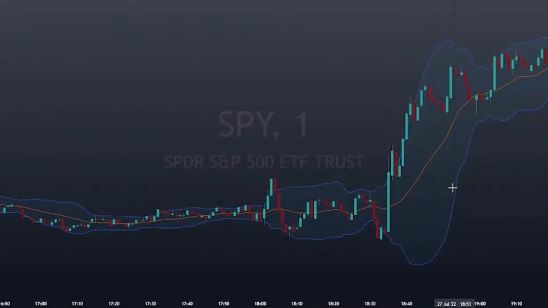In this video we're going to go over Bollinger Bands. So Bollinger Bands are plotted two standard deviations above and below a moving average. Right here you can see the orange line is a moving average, and the Bollinger Bands are two deviations below and above.